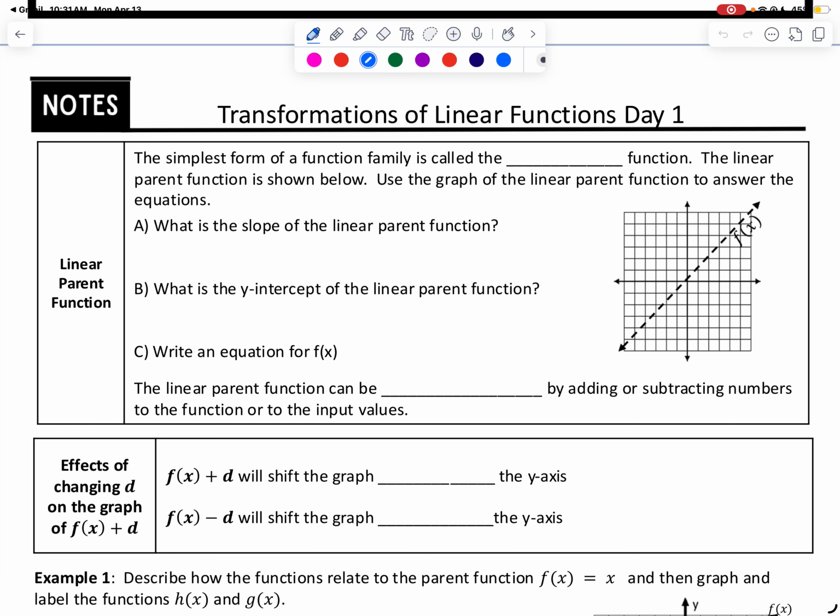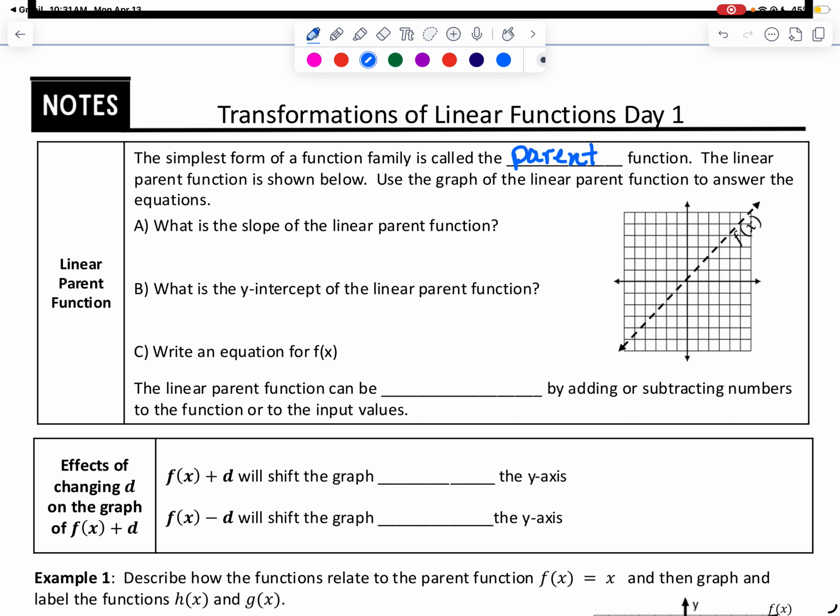In today's lesson, we will be looking at transformations of linear functions. This is part one of a two-part lesson. The simplest form of a function family is called the parent function. The linear parent function is shown below. Use the graph of the linear function to answer the questions.